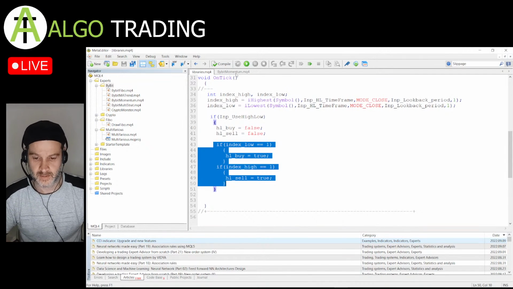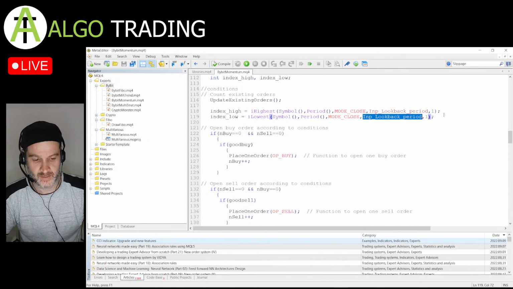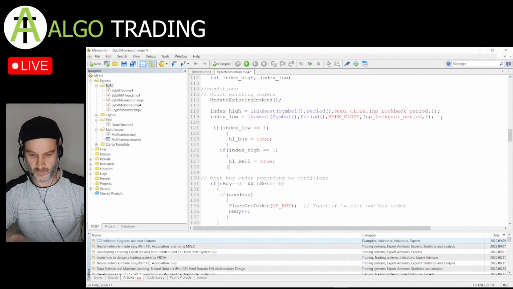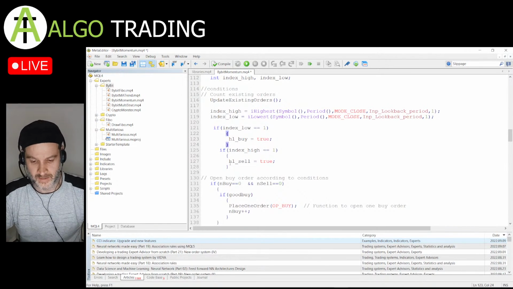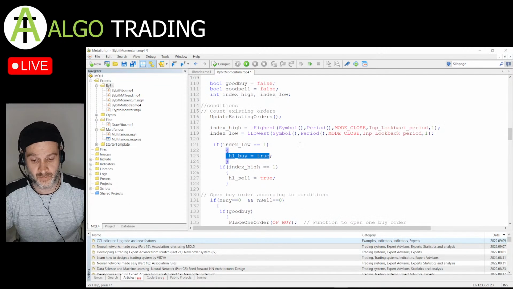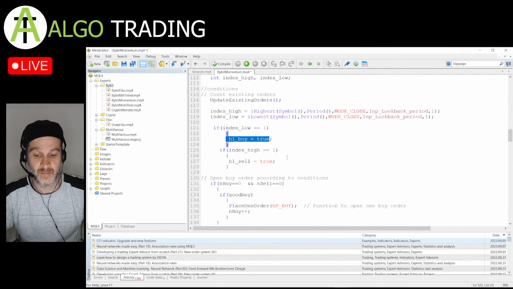I'll explain it to you once I've done it. So we've only got one, so I'm just going to set good buy and good sell over here. So if index low equals 1, that means the lowest equals 1. In my previous one, I used it as a mean reversion strategy. But this time, I'm going to carry on and use it as a momentum strategy. In my other algos, I would say if it's the lowest candle in 3 days, then buy. But I'm going to do the opposite here.